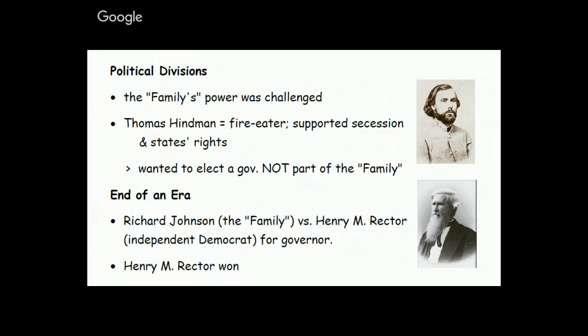So Arkansas's race for governor in 1860 was nothing short of war. The Democratic family hoped to continue their tight hold on Arkansas politics by nominating Richard Johnson for governor. Thomas Hindman and other Arkansans worked hard to upset their plans. They supported an independent Democrat from Saline County named Henry M. Rector. Many people who were unhappy with typical family politics sided with Rector. In the end, he narrowly won the election, and the family's political dynasty was soon over.